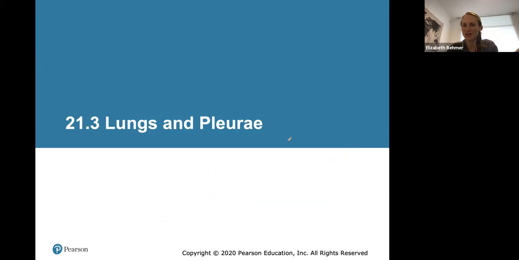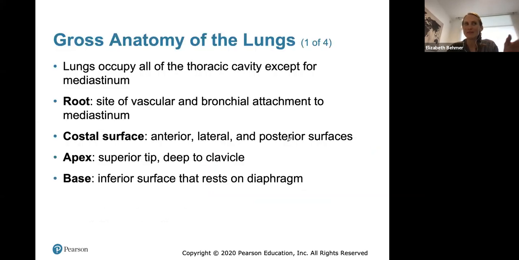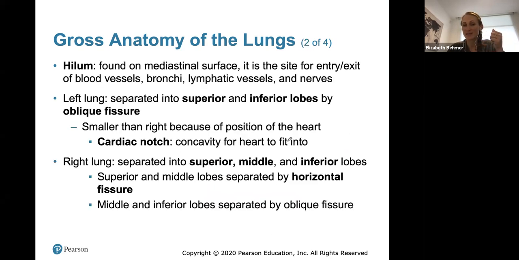And then we'll end by talking a little bit about lungs and pleura. Specifics about this section, I don't think I had too many on your lecture exam, but I include them because it's a great review for anatomy. So here is the gross anatomy of the lungs: the root, the costal surface, the apex, the base.